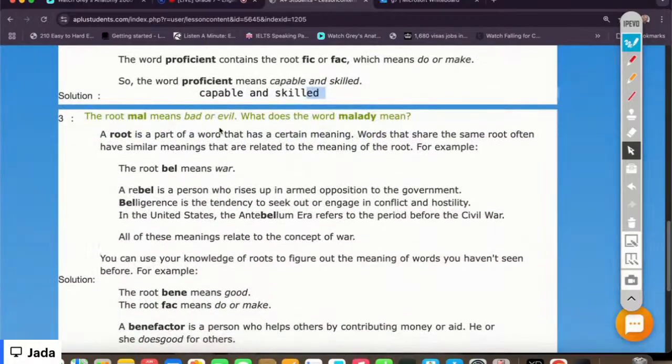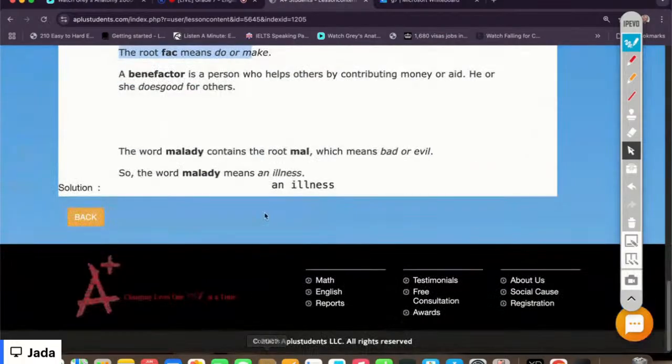Alright, so we have the root mal means bad or evil. What does the word malady mean? So what will that mean? An illness. Okay?